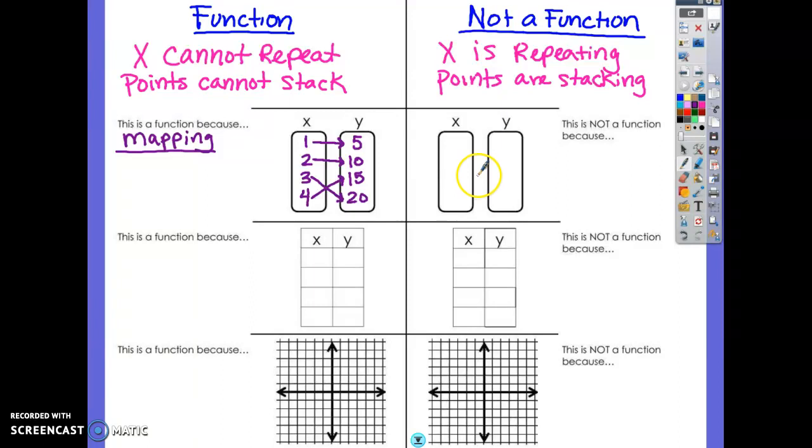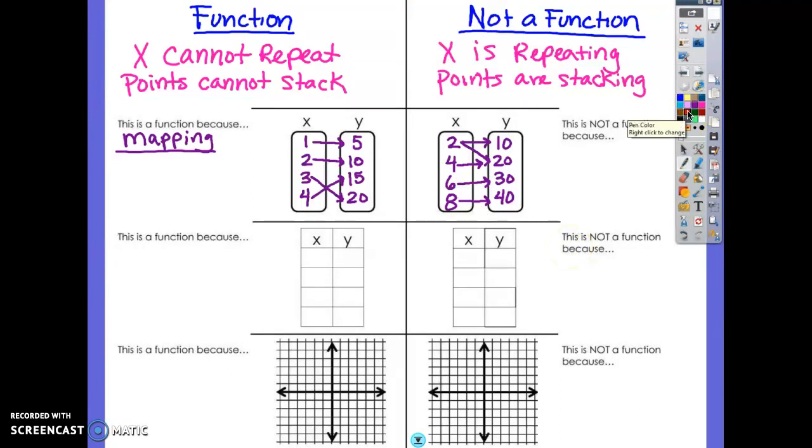Over here, this is an example of something that is not a function. I'm going to have the numbers 2, 4, 6, and 8, and 10, 20, 30, 40. But look what's going to happen now. I'm going to have the 2 go to the 10 and the 2 go to the 20. I'm going to have 4 go to 20, 6 go to 30, and 8 go to 40.